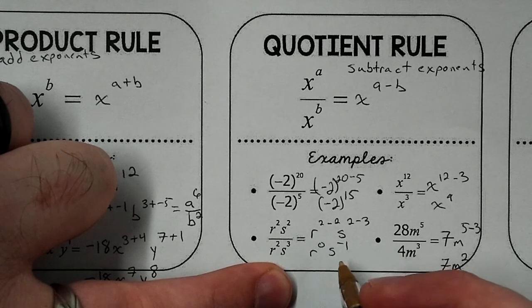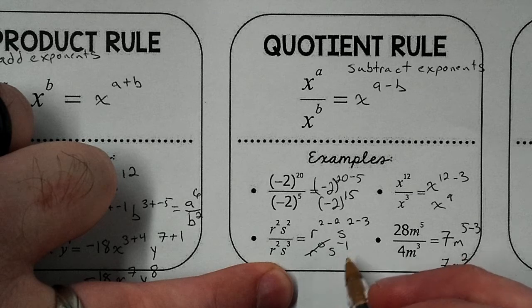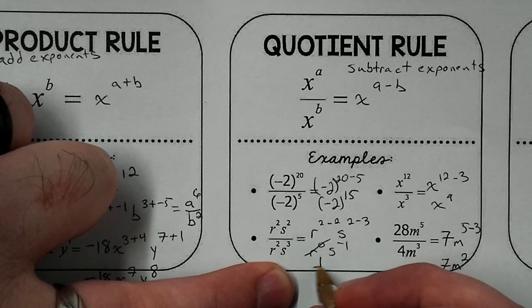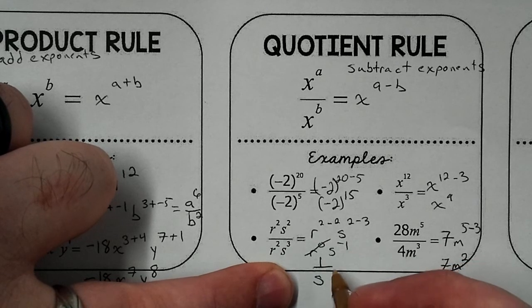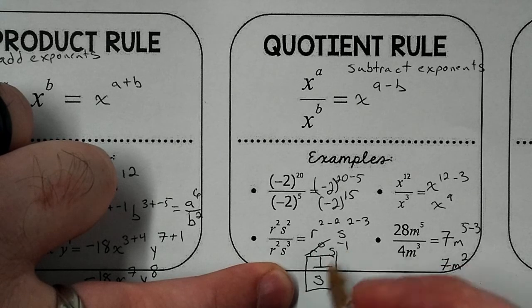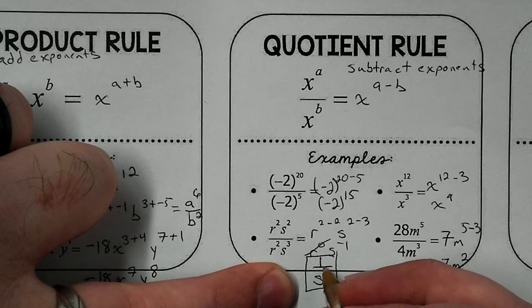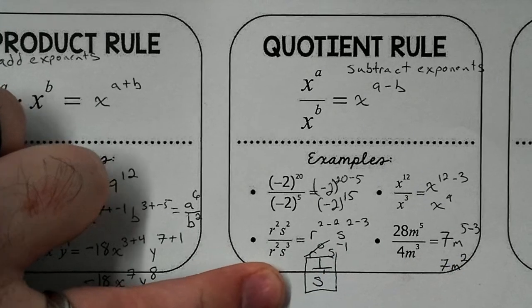And 1 times anything is just the other number, so this cancels. And then s to the negative 1 is just going to be 1 over s. You always want to write your answer with a positive exponent. So if you get a negative exponent, flip it to the bottom of the fraction. If you need to put in that 1 so you remember it's to the 1, you can put it in.